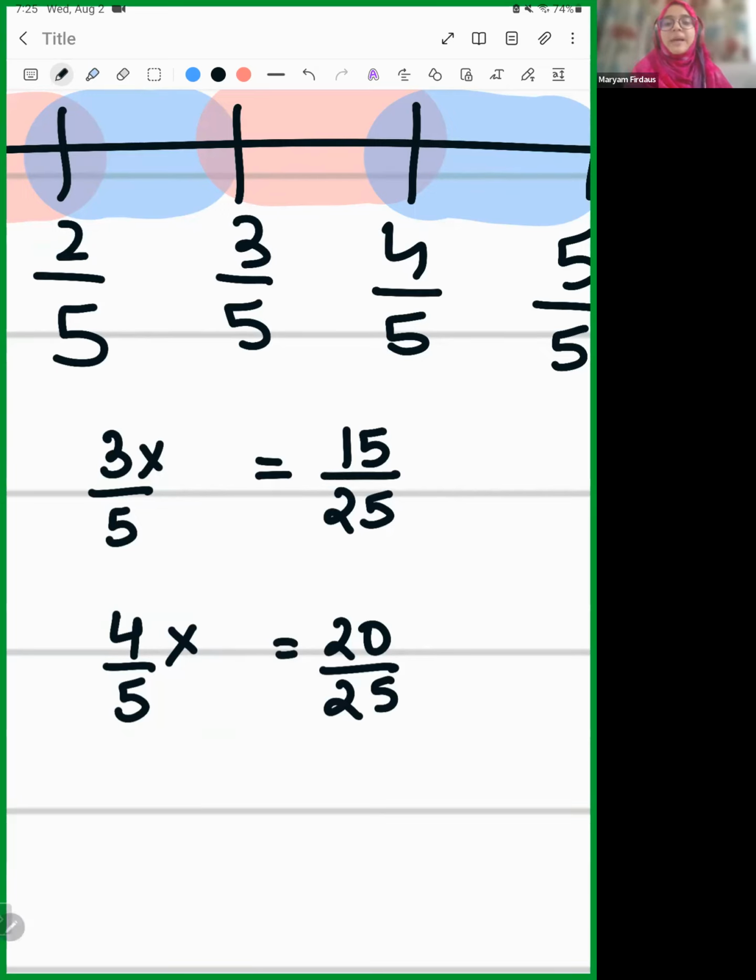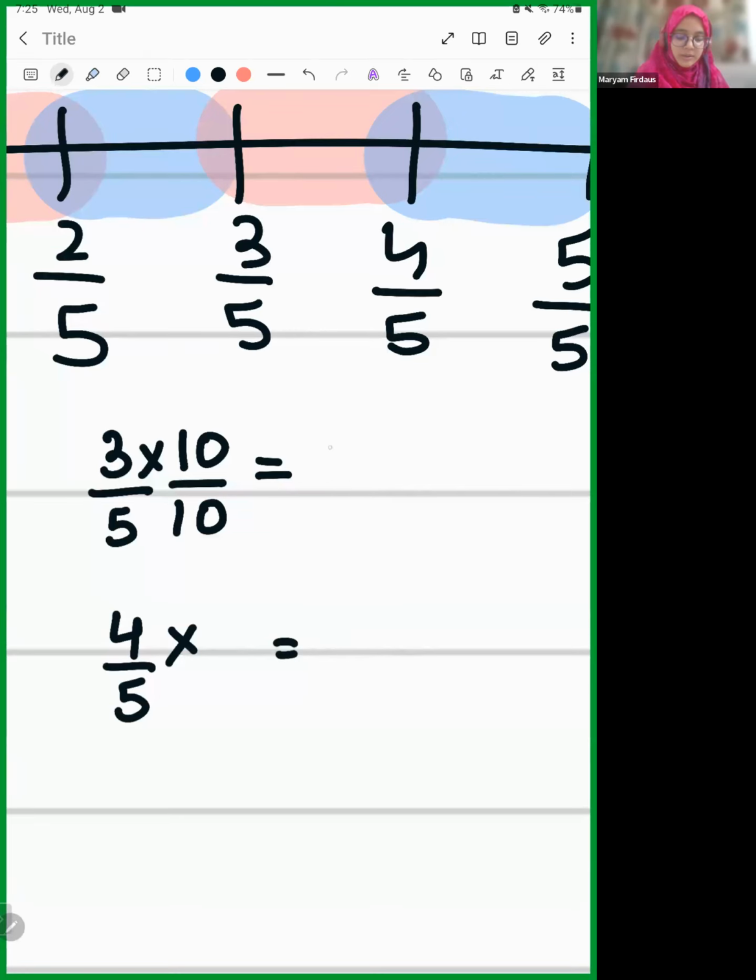Why do I prefer multiplying with 10? Avni, you can multiply it with 6 as well, not an issue. But I prefer 10 because multiplication with 10 is very easy. You don't have to sit and remember the tables. So just multiply it with 10. So this becomes 30 by 50, and this becomes 40 by 50.